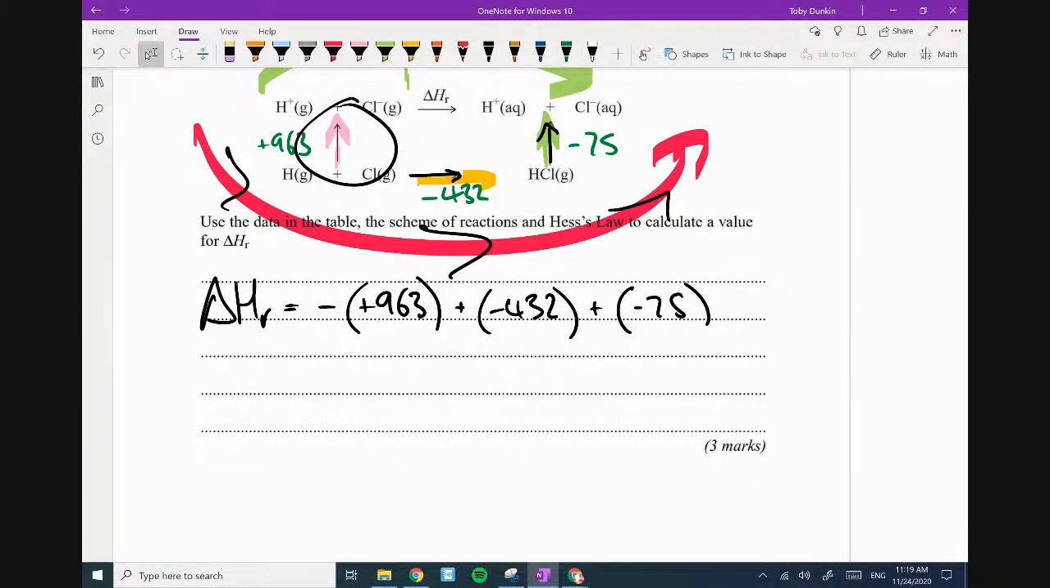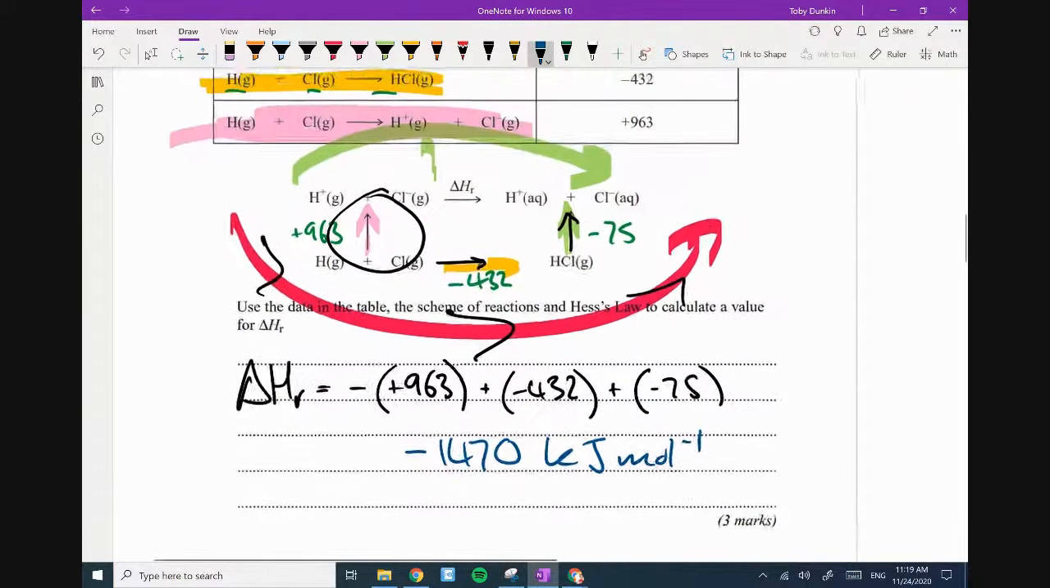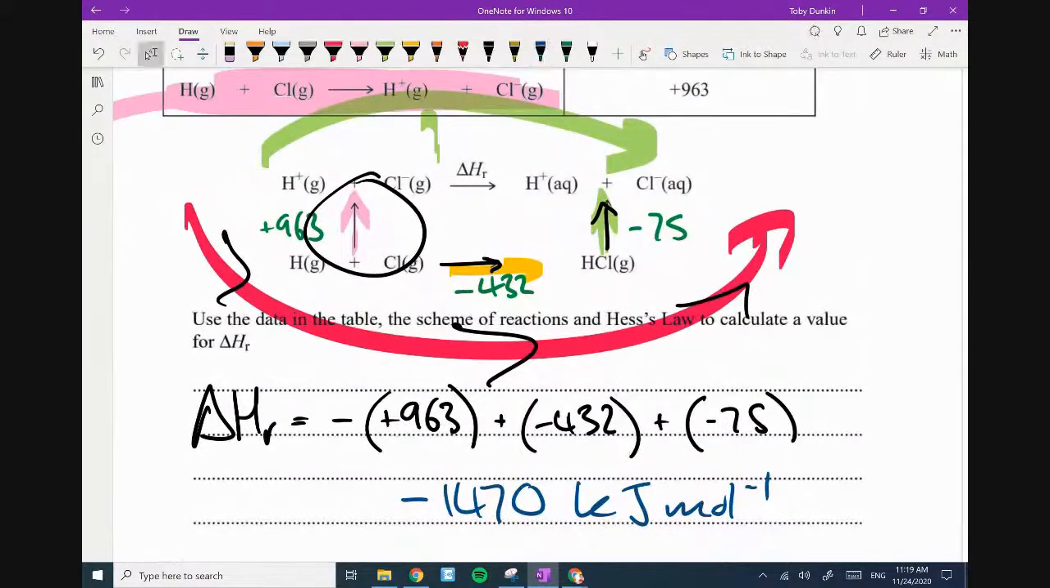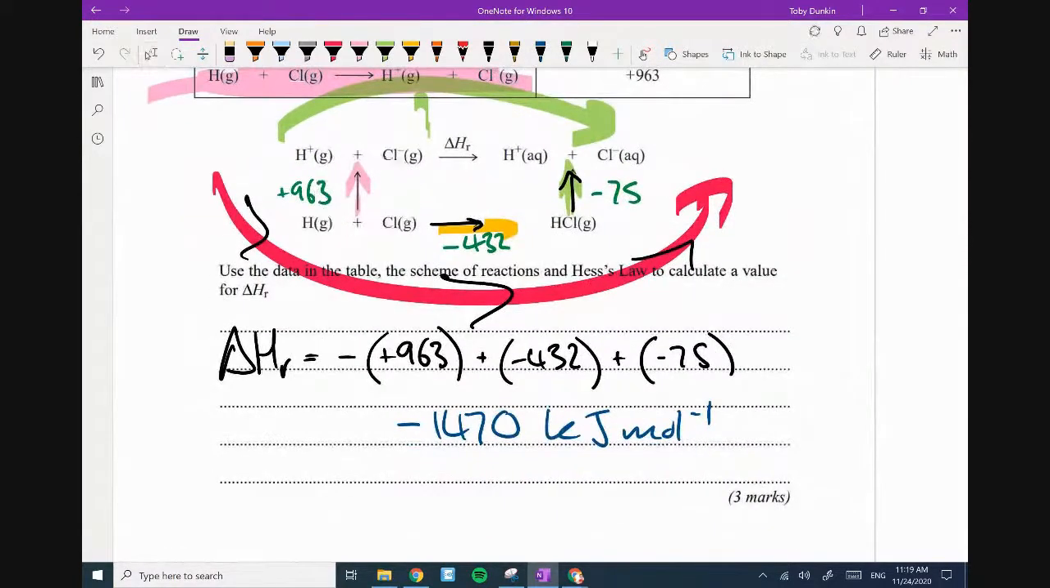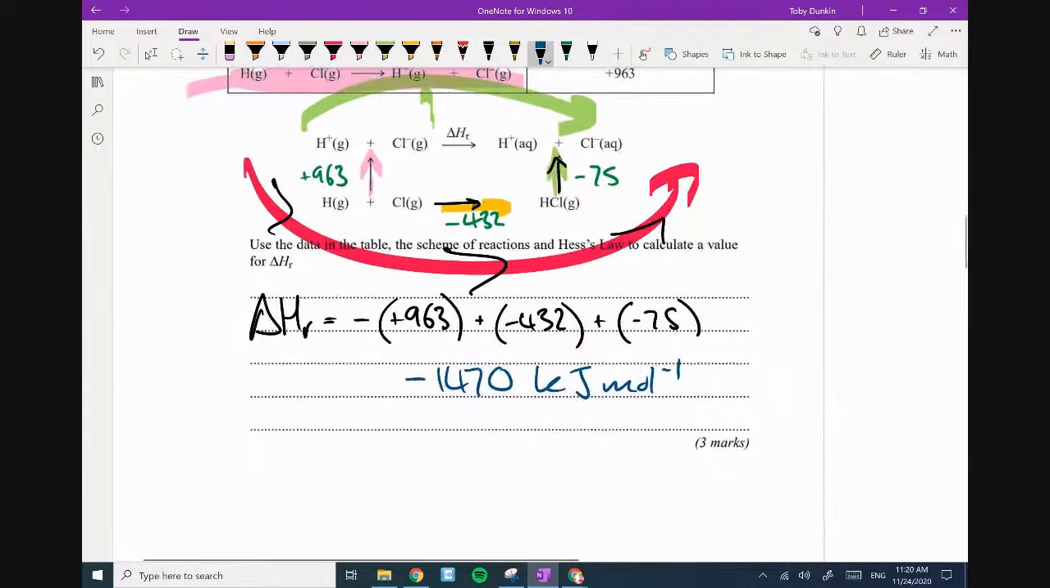I type that into my calculator exactly as I have written it. Don't flip anything in your head. You will make a mistake. Minus 963, plus minus 432, plus minus 75. And I get an answer of minus 1470 kilojoules per mole. And I'm done. Seems very reasonable. Yeah, we're hydrating them. That makes sense. It's exothermic. All hydrations going from gas to aqueous, the ions are forming bonds with water. It's going to be very exothermic. Seems very reasonable to me.